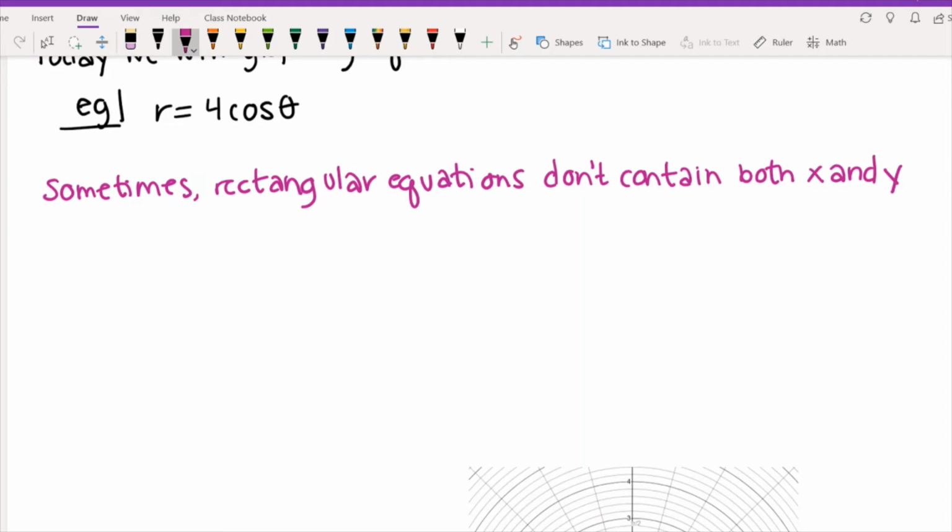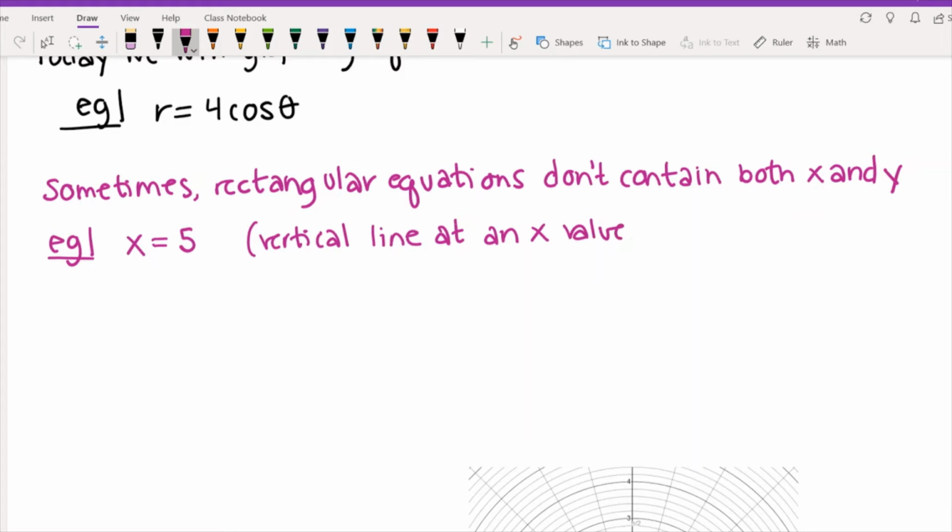So an example of that would be something like x is equal to 5. So what does that look like? That would be a vertical line at an x value of 5. So why would that graph look like a vertical line?